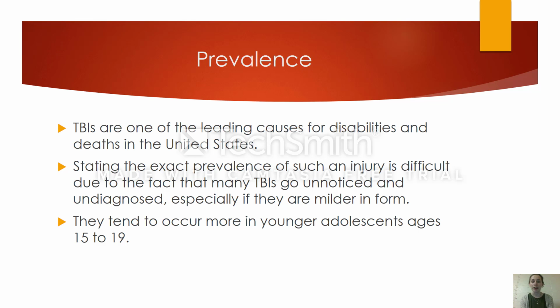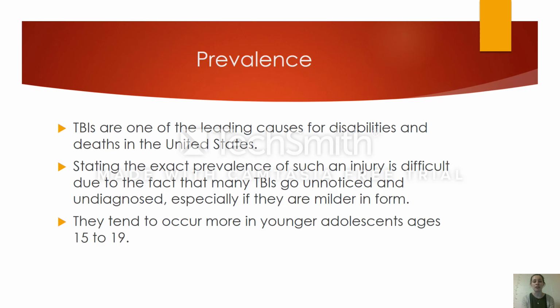So for prevalence of a traumatic brain injury, TBIs are unfortunately becoming a lot more common. They're actually one of the leading causes for disabilities and deaths in the United States. The amount of brain injuries that have been recorded per year is remarkably high, but to have an accurate intake on the prevalence of a traumatic brain injury is difficult because a lot of traumatic brain injuries go undiagnosed or unknown by the person who has it.